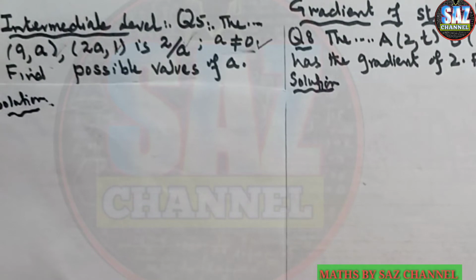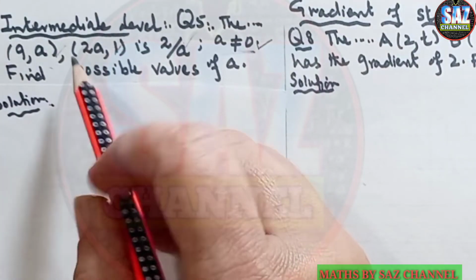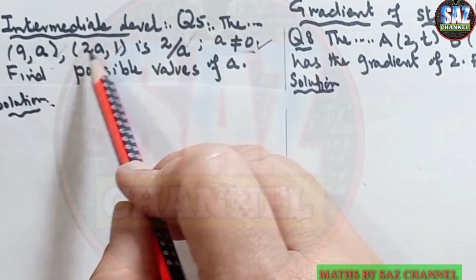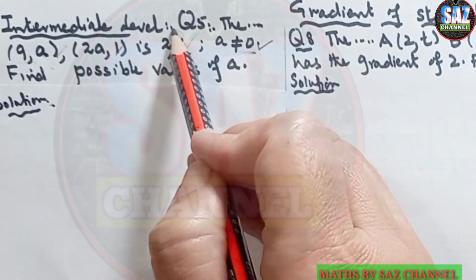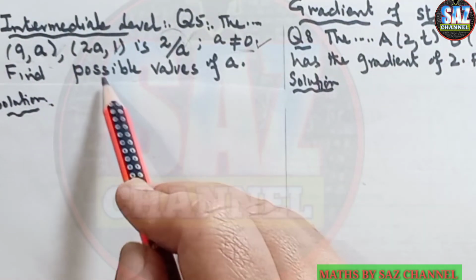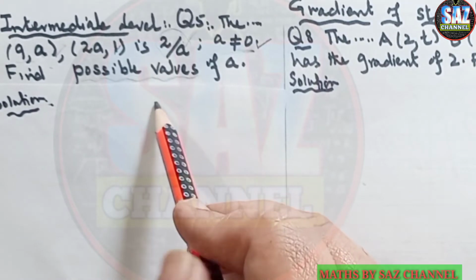Okay, it's really important to underline and understand important terms of the question. Given points are (9, a) and (2a, 1), and 2 by a is the gradient of this line, and the requirement of the question is that we have to find the possible values of a.